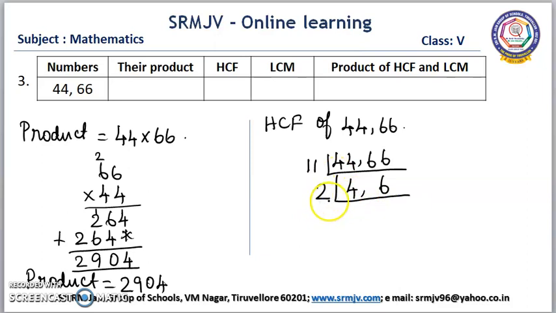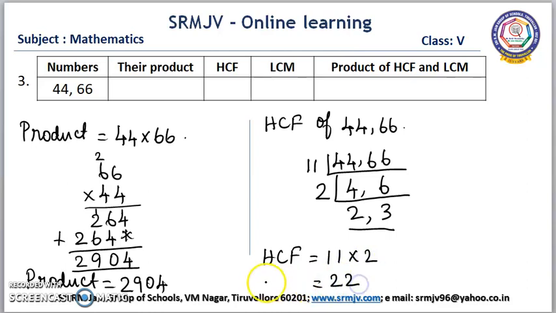So 4 divided by 2, that is 2. 6 divided by 2, that is 3. Here 2 and 3 are prime numbers, so we have to stop here. Here, to find the HCF, we have to multiply the divisors 11 and 2. 11 into 2, 11 twos are 22. So the highest common factor is 22.